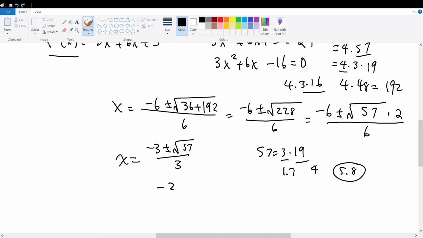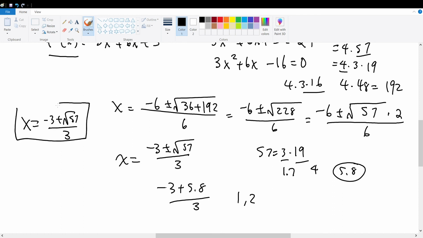So negative 3 plus 5.8, divided by 3, will definitely be between 1 and 2, meaning that x is equal to negative 3 plus the square root of 57, divided by 3, will be a solution to this question. And what about the minus? Well, if negative 3 is subtracting this, then it will be in the negative range, and that is not between 1 and 2. Hence, that would be an extraneous solution, and we only take the plus symbol.